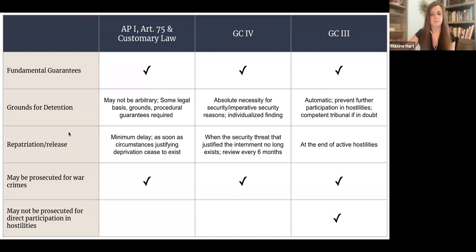Repatriation and release: the minimum for anyone not covered by the Third or Fourth Convention is that they must be released with a minimum delay as soon as the circumstances justifying the deprivation cease to exist. It's very similar for civilians when the security threat doesn't exist anymore, and there needs to be a review to decide whether that security threat exists every 6 months. And again, for POWs, it's at the end of active hostilities. All three categories can be prosecuted for any war crimes that they commit, but it's only POWs who can't be punished for merely directly participating in hostilities in a way that is lawful under IHL.